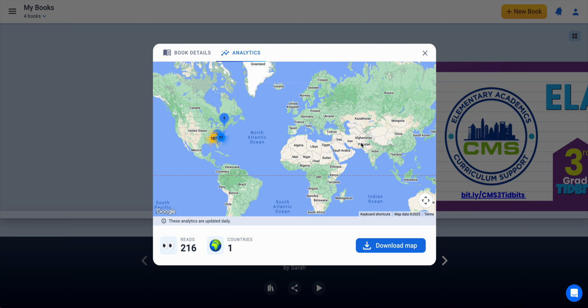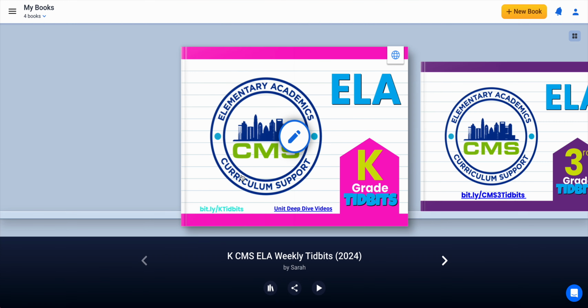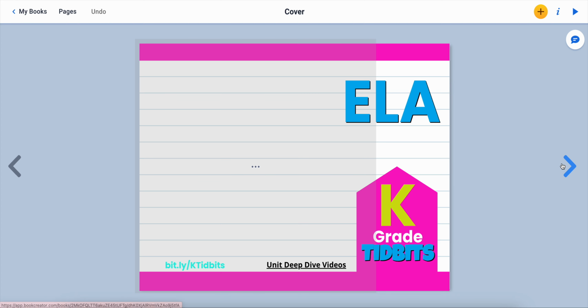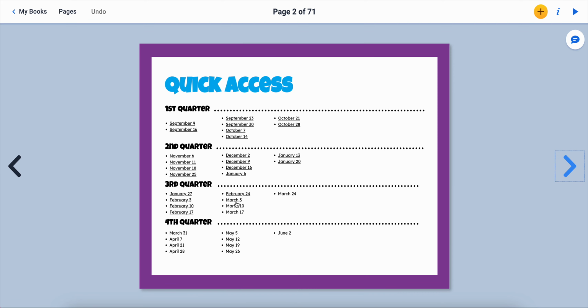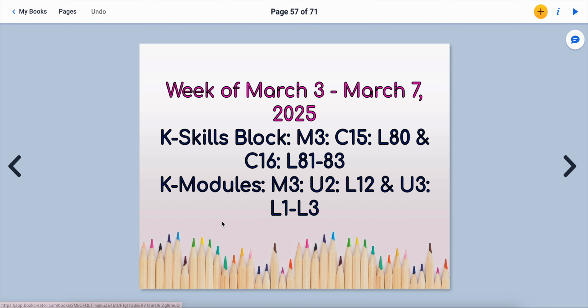I just wanted to share from our Book Creator book. Our book has been read 216 times, which is awesome that you're using this as a resource to support you. Just a reminder that the bit.ly for our Book Creator book is right here in that lower left corner. Once we click into it, we will be able to click on the week for March 3rd that we will be talking about. So here's our week of March 3rd through the 7th.